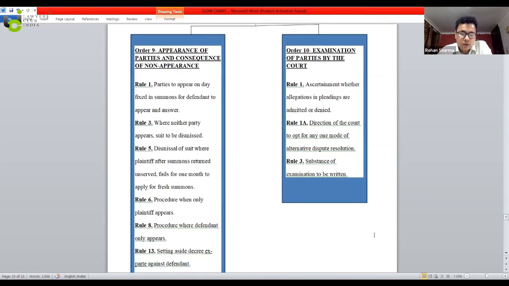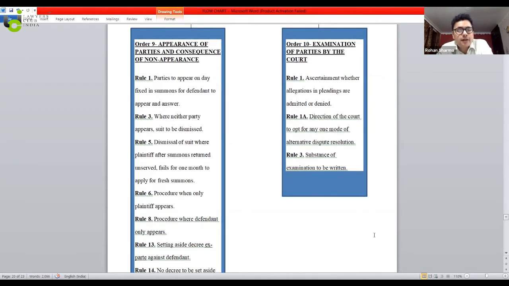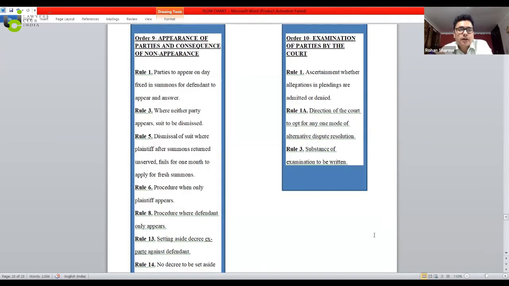Order 10 deals with in what manner the examination of parties is to be conducted, in what format that examination has to be recorded, and before which authority that examination is to be conducted. For example, in Delhi High Court, in its original jurisdiction, if there is a chief examination or a cross examination to be carried out, it is not carried out before the judge. It is carried out before the judicial registrar, in the court of a judicial registrar. So these specific nuances are governed by Order 10.